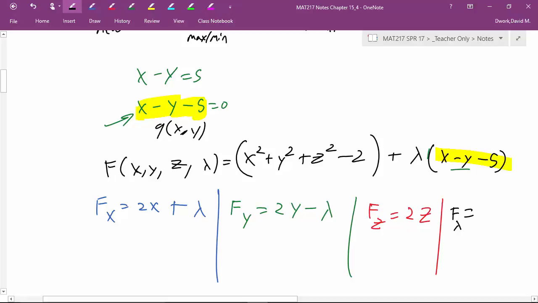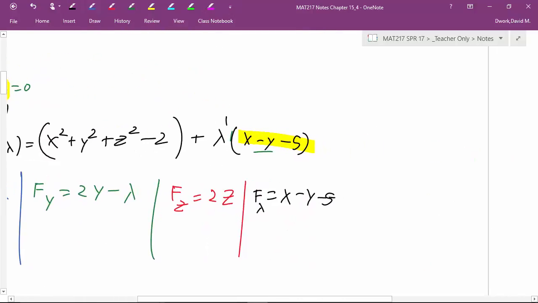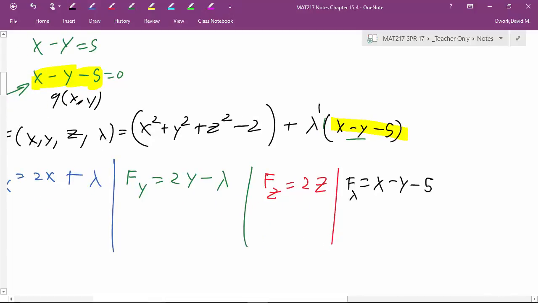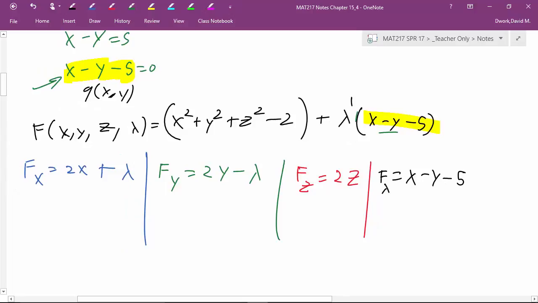So the derivative with respect to lambda, there are no lambdas in this first term. It goes away, right? The only thing that has a lambda is over here. It's lambda to the first. The rest of this stuff is a constant. So it just leaves me with x minus y minus 5. And you may be saying, wait a second, Professor Dwork, won't it always just be your constraint equation? Yes, it will. So now we just have a really big system of equations to solve.